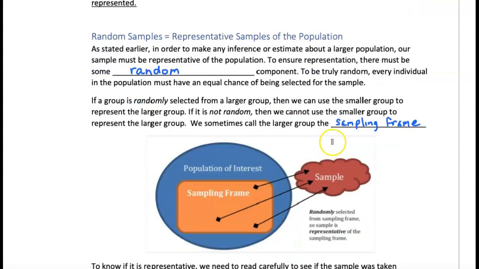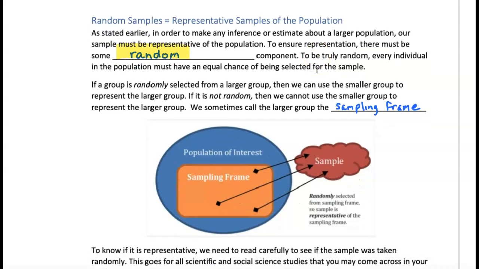And one way to do that is we try to do what we call random sampling, that there's a random component somehow to this. And that will ensure that we have a fair representation, that the sample represents the population of interest, the group of people or things that we're looking for.